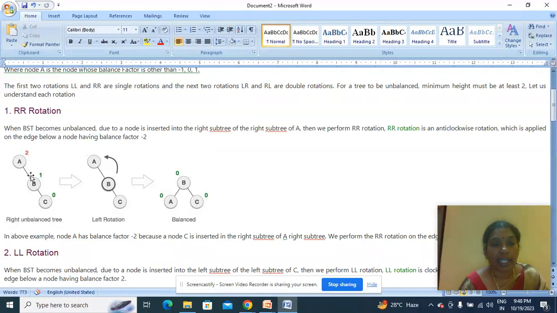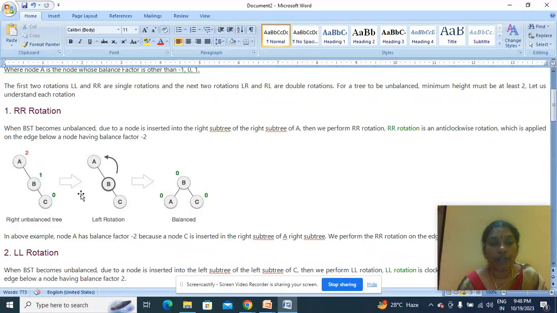Now, in this case, we have to make the tree a balanced one. For that, we have to call a rotation. First we have to identify the type of rotation. This is the right subtree of right child case. A, on the right hand side, and again the child is also inserted in the right subtree. So this is the right subtree of right child case. If it is the RR case, we have to take a single rotation in the anti-clockwise direction.